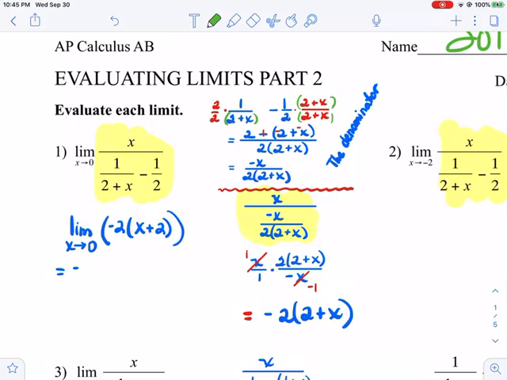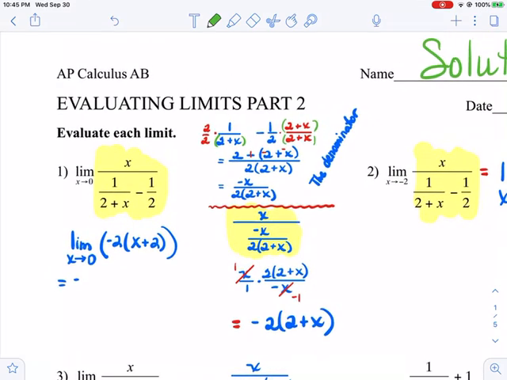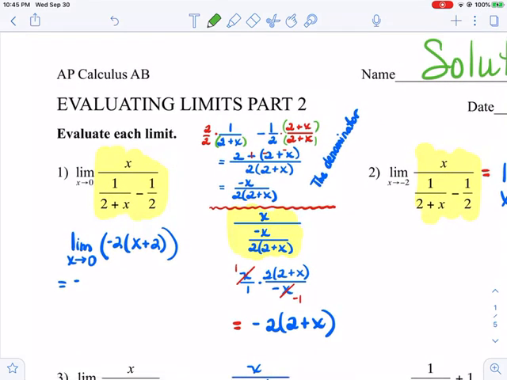I'm just going to go over a couple of the problems on evaluating limits part 2 with complex fractions and a couple of piecewise functions. So the idea with complex fractions is that in the complexity, you want to see if you can simplify the complex fraction first and then take the limit. In many cases, you're able to take the limit of a very easy expression.